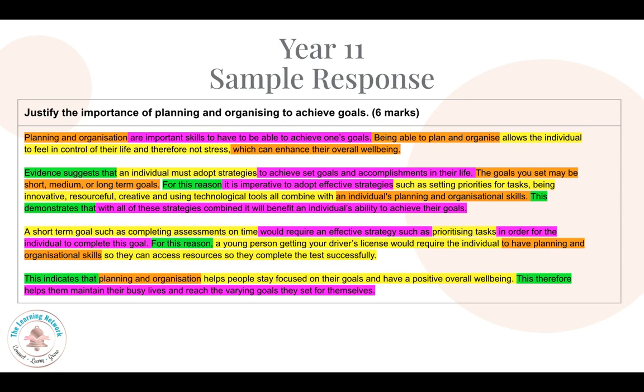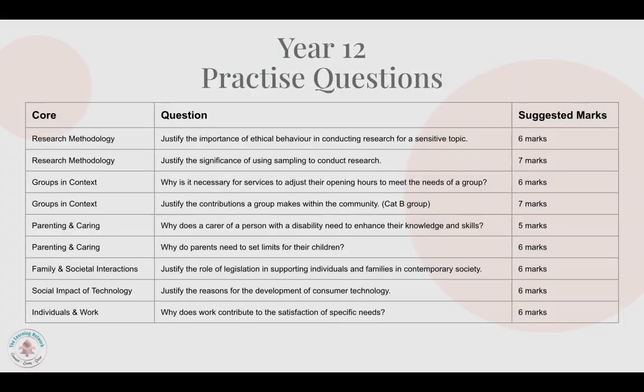This indicates that planning and organisation helps people stay focused on their goals and have a positive overall well-being. This, therefore, helps them maintain their busy lives and reach the varying goals they set for themselves. So we're really being able to provide evidence behind why it's important to actually plan and organise to achieve goals. Quite straightforward.